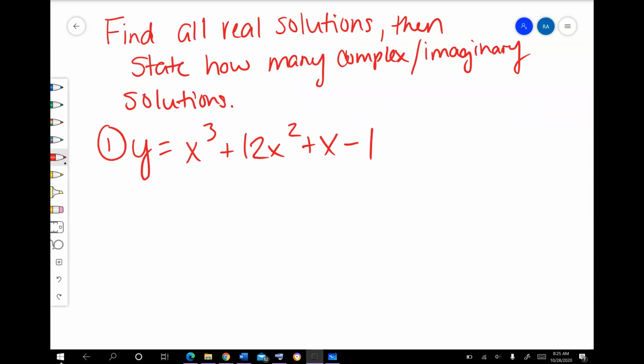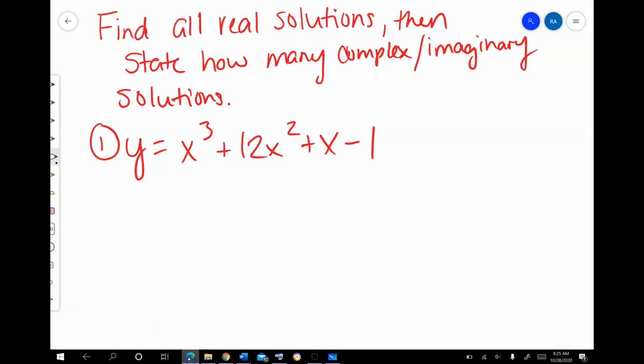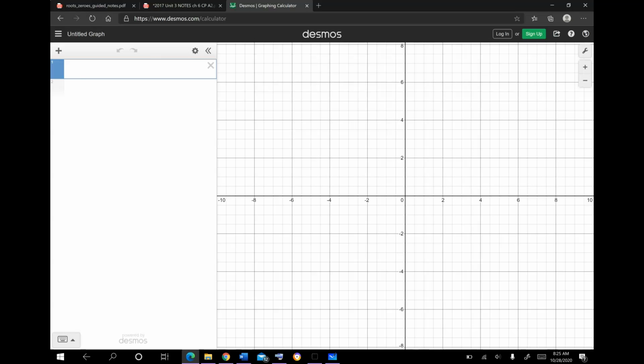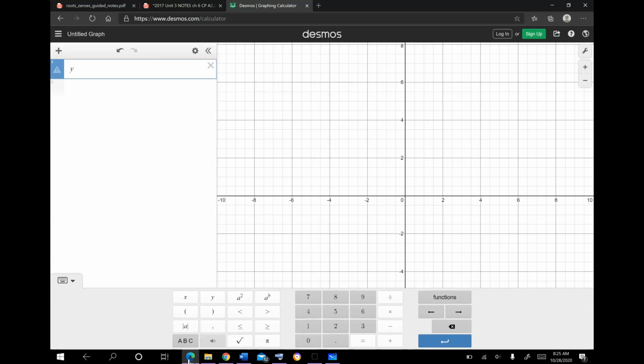All right, so I want to find all real solutions. Then I want to state how many complex imaginary solutions there are. Now, sometimes you won't have any imaginary and complex, so we would just say 0 complex and 0 imaginary, okay? So to find all real solutions, we're going to use Desmos because a solution is where the graph crosses the x-axis. So we're going to go to Desmos, and we're going to type in our equation. Y equals x cubed plus 12x squared plus x minus 1.